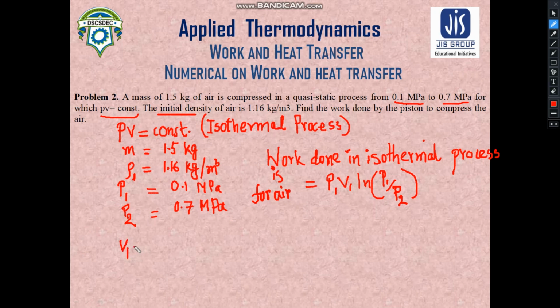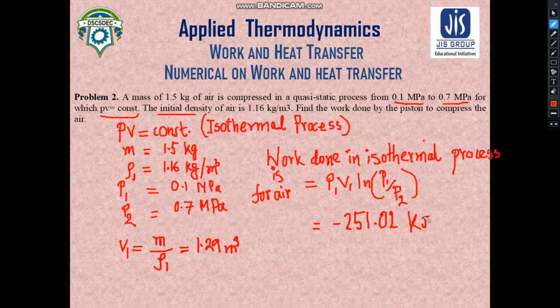So the V1 value you will get is m by rho 1. Ultimately you will get a value of 1.29. That means 1.5 divided by 1.16 yields the value of 1.29. So this is your initial volume. Now if you put the values, P1 as 0.1 megapascal and P2 as 0.7 megapascal and V1 as 1.29 meter cube, then you will find a result of minus 251.02. So this is in kilojoules.